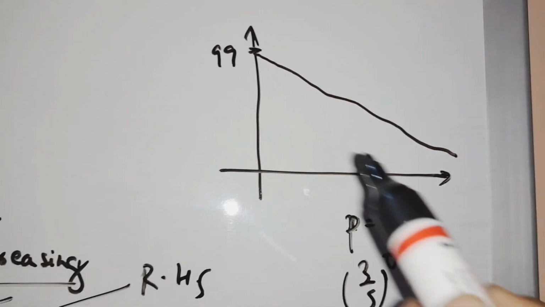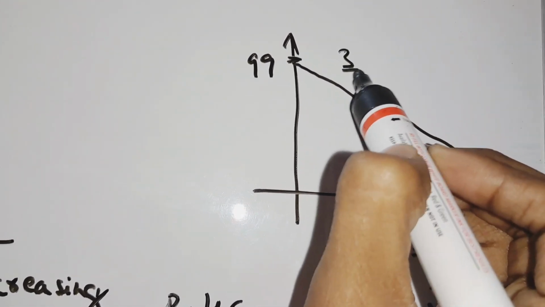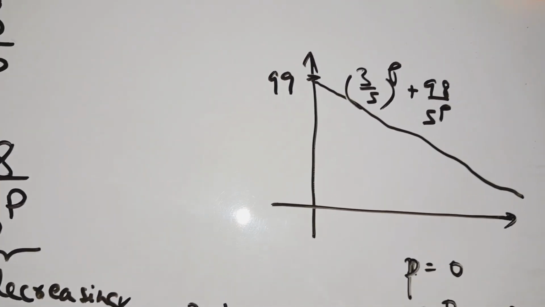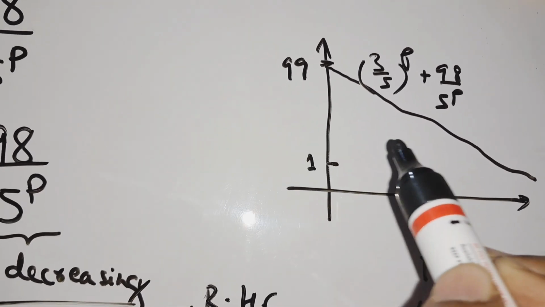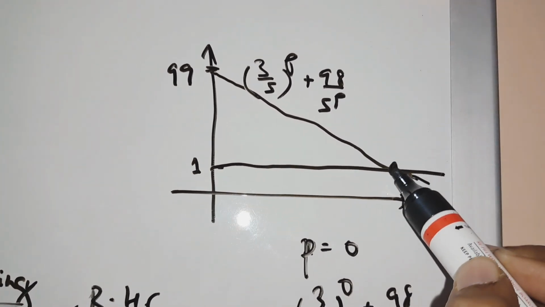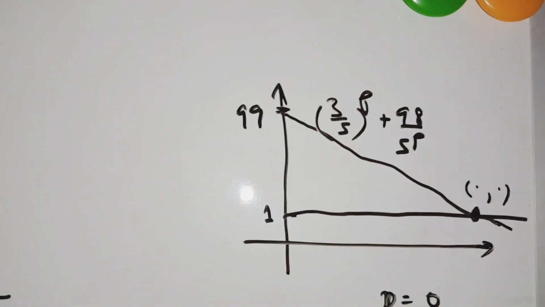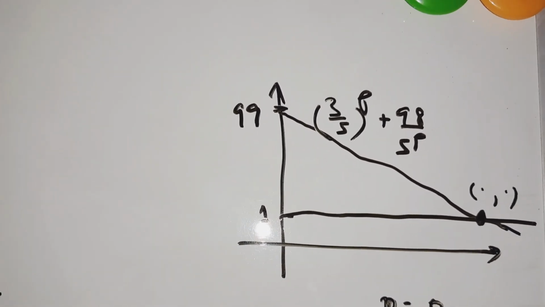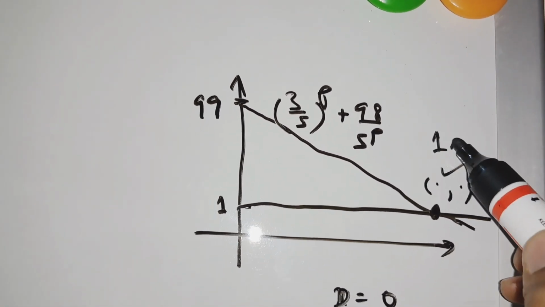Okay. And this is our RHS function, that is 3 by 5 to the power p plus 98 by 5 to the power p. This graph is this, and the LHS will be our constant function 1, and they will meet at just one point, and this point only we have to find out. Okay, so how to find out? We can just use the trial and error method. It is also possible. We just have to note that only one solution is possible.